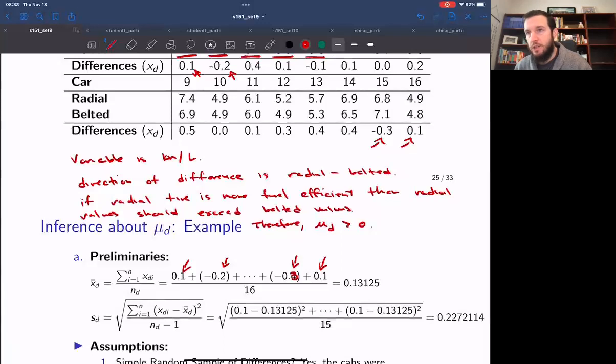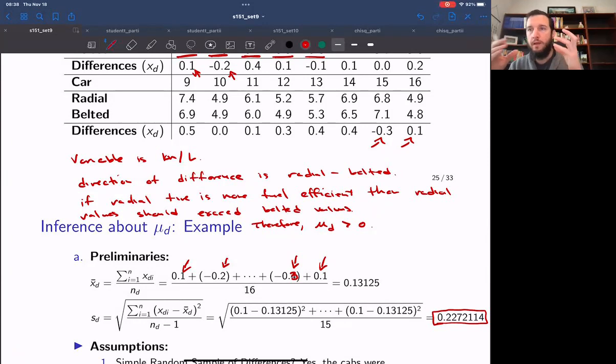The standard deviation of the differences can be computed using the defining formula or the computing formula. So I'm giving the defining formula here, but you could also just apply the computing formula to the differences directly. And in doing that, you end up with 0.2272114. So again, this is just the standard deviation of those differences.